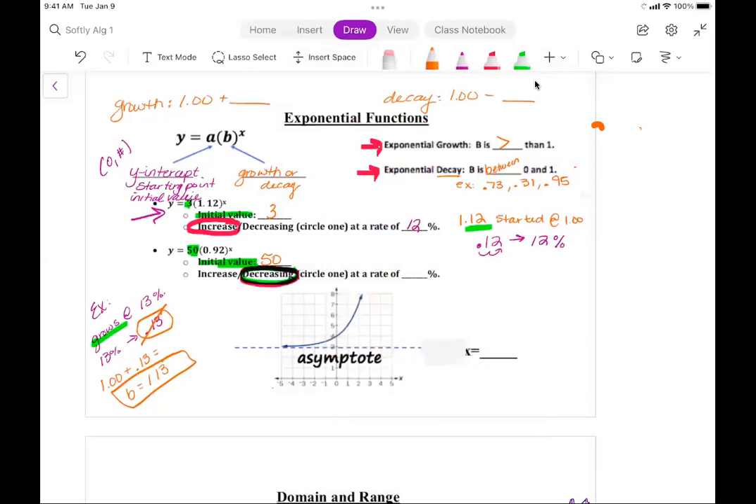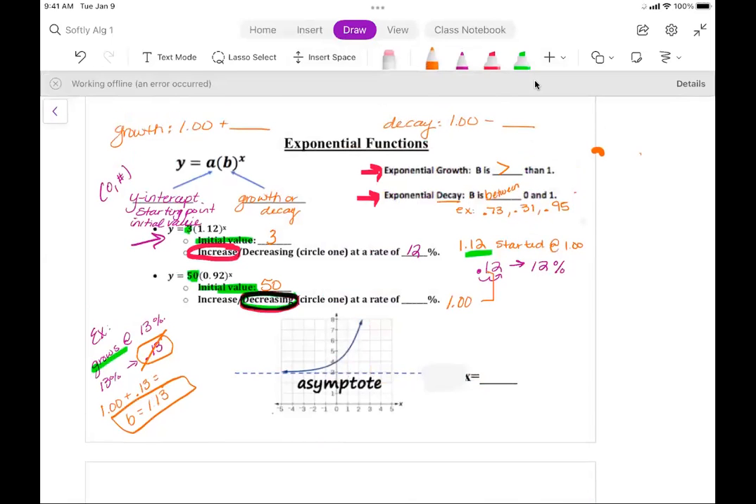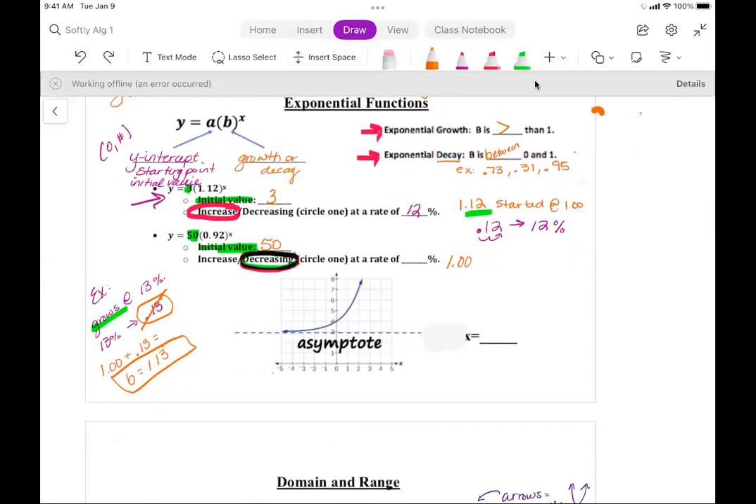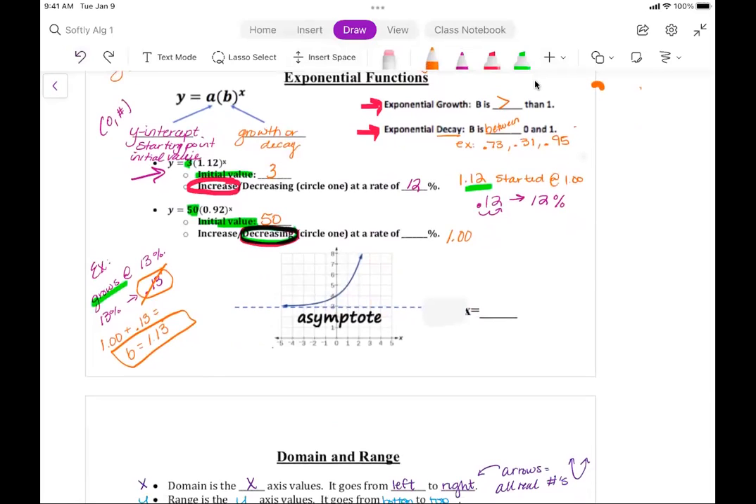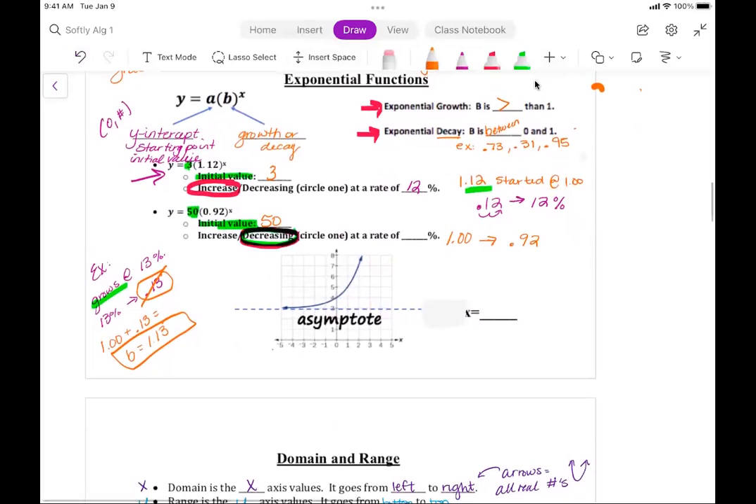All right, so now it says at what percent? So guys, if I was at 1.00 and now I'm at 0.92, just think about it. How many pennies did I have to take away to get to 92 cents? Well, you could literally do that in the calculator. 1.00 minus 0.92 would give us 0.08. I took away 8. So that would be a percent of 8.